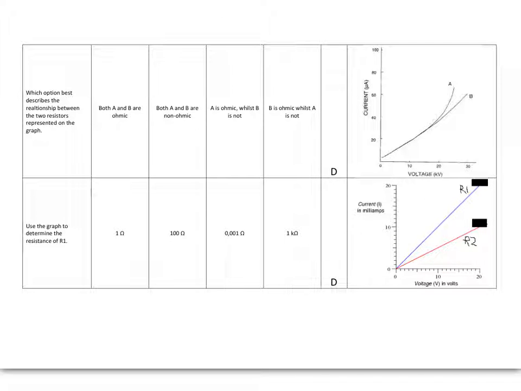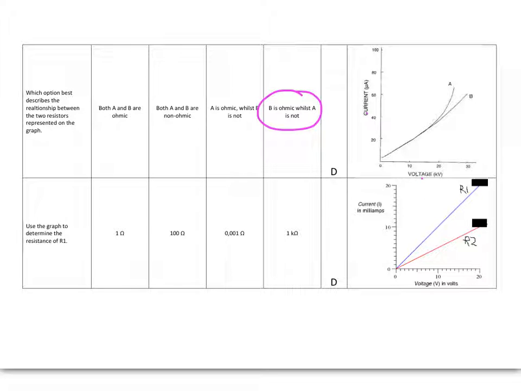Which option best describes the relationship between the two resistors represented in this graph? So B is a straight line, A tilts up over there. Straight line means it's ohmic, whilst the tilt over there means it's non-ohmic. So A is not ohmic and B is ohmic, so D is my correct answer. So when you get a potential difference and current graph, it doesn't matter what's on what axis, if one of them deviates from the straight line, it is not an ohmic resistor. The other thing that can make it deviate, by the way, is when the temperature changes. But the minute the temperature does change, it behaves non-ohmically, so it's the same sort of thing.